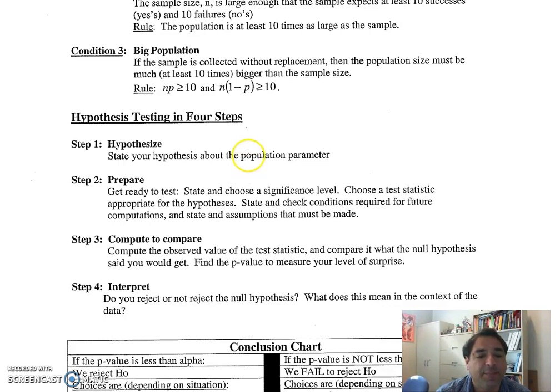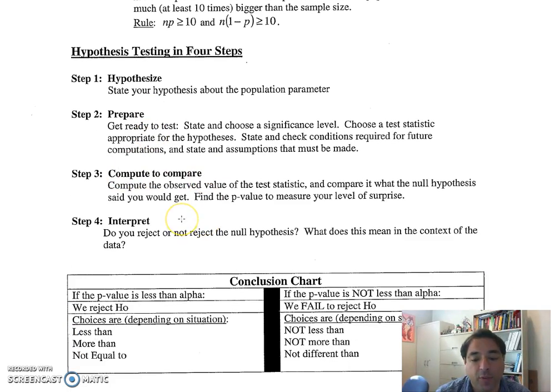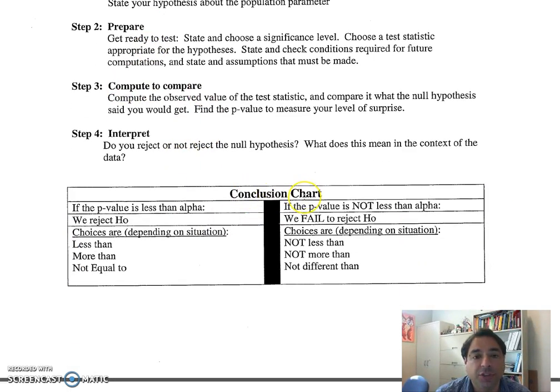Hypothesis testing has 4 steps. Step 1, hypothesize. Step 2, prepare. Step 3, compute to compare, and then we interpret. And I have this little conclusion chart, which will be really helpful in the beginning.